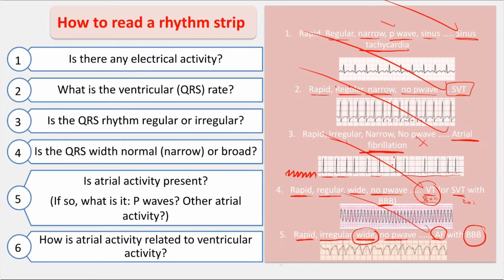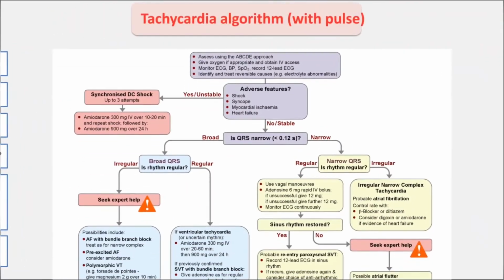There is another ECG which is not very common, but it could happen every now and then, called torsade de pointes, in which there will be wide QRS, then narrow QRS, then wide QRS, so as if the QRS is twisting around an axis.